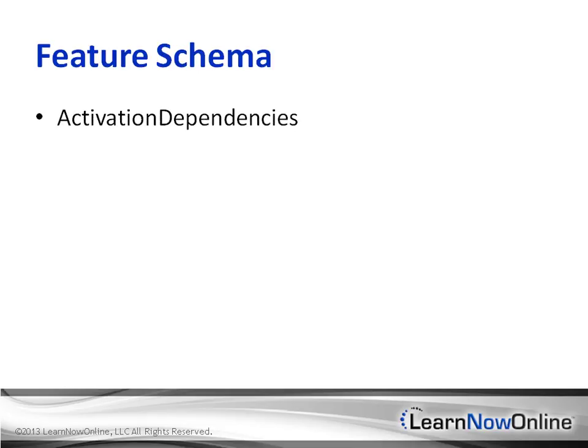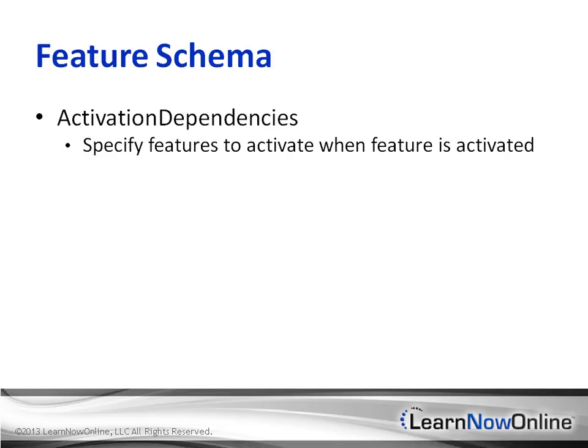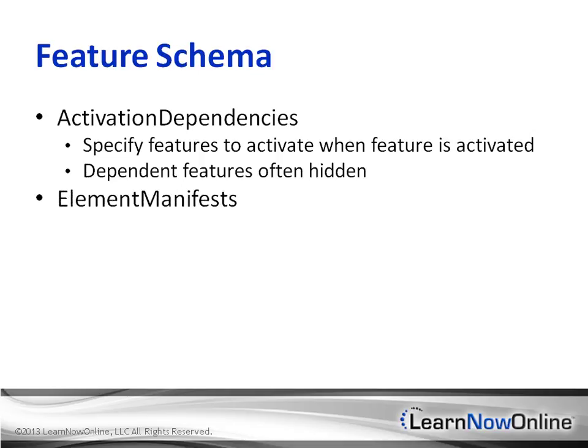Within the feature element itself, the root element, there's also another element called activation dependencies. Activation dependencies allow you to specify features to activate when a feature is activated. So you can make your feature depend on another feature. Or not just that, when your feature activates, it's automatically going to activate another feature. A lot of times those dependent features will be hidden. They don't have to be, though.